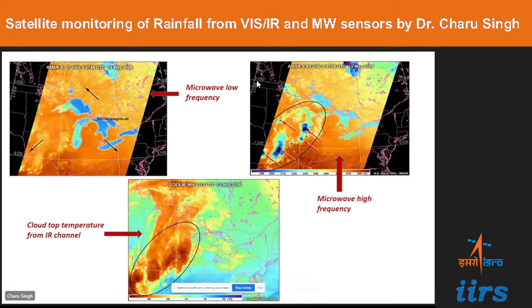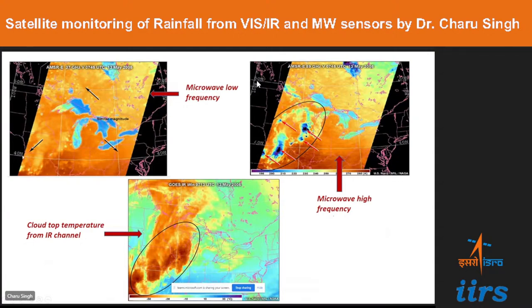So far we have seen that we can utilize microwave based methods like emission and scattering. At the same time, we can also monitor the cloud top temperature from the IR based method. In this slide, three images are shown. One image is from the microwave low frequency channel, and the other is from the microwave high frequency channel. High frequencies are sensitive to the ice crystals, so there will be a scattering of the emitted microwave radiation, and there will be a depression in the image if ice crystals are available.